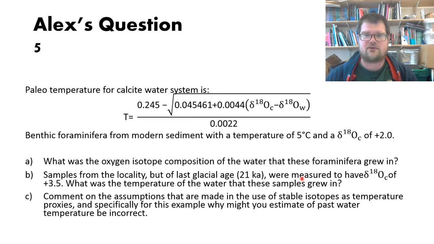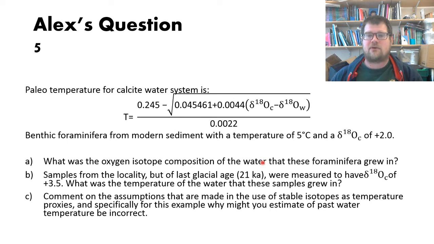This is the question. It's basically asking you to use this temperature equation for the difference between oxygen isotopes in water and in carbonate that precipitates out from it, to do a number of things. So the first part is, what is the oxygen isotope composition of the water that the forams grew in? And we give you the equation, a whole bunch of information here.